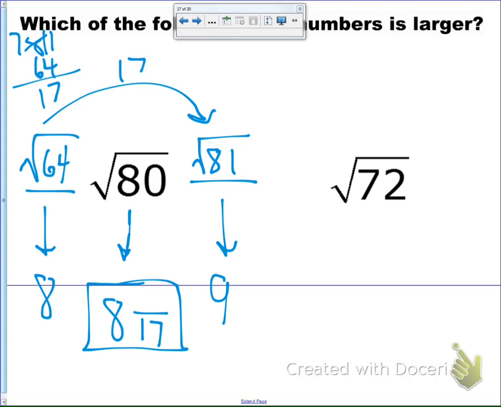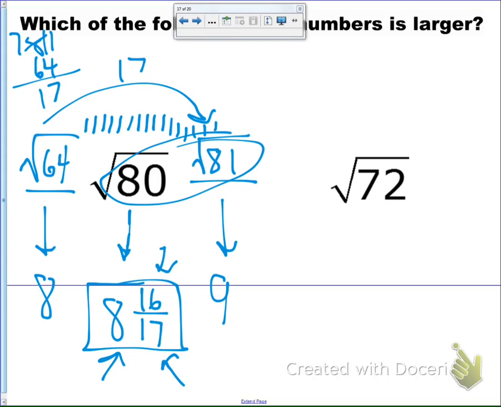Well, I have 64, 65, 66, 67, 68, 69, 70, 71, 72, 73, 74, 75, 76, 77, 78, 79, 80. So there's the numbers. So let's see. 1, 2, 3, 4, 5, 6, 7, 8, 9, 10, 11, 12, 13, 14, 15, 16 out of the 17. So 16 17ths. That means I'm going to be pretty close to 9, which actually makes sense with how close my 80 is to 81. So this right here would be a good estimate of what the square root of 80 might be.